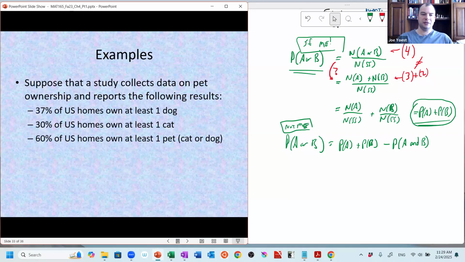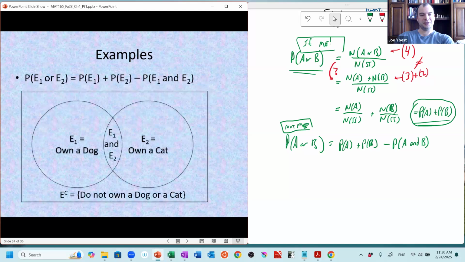It came from the people who own at least one dog and at least one cat that are represented in both groups. So actually, I would suspect at this point that 7% of people own at least one dog and at least one cat, that they're in the intersection.